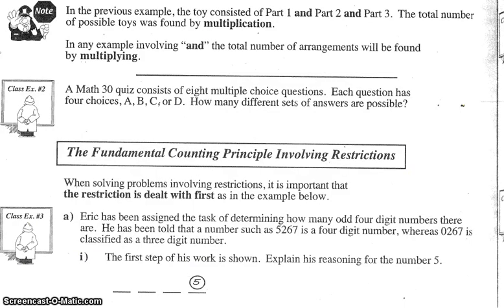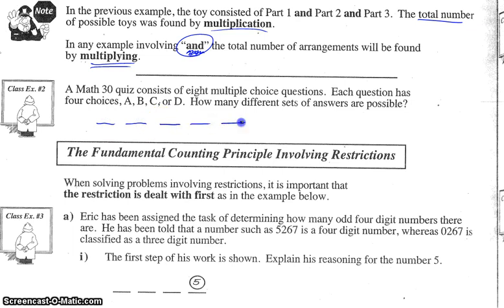Okay, so what we discovered there was we found the total number by multiplying our choices together. And that's pretty much the case for this entire unit. If you see the word "and," it basically means multiplying in this type of math. Okay, example number 2, let's put that to work. Math 30 quiz has 8 multiple choice questions. So really, each question has 4 choices. So how many choices would we have to make on this test?